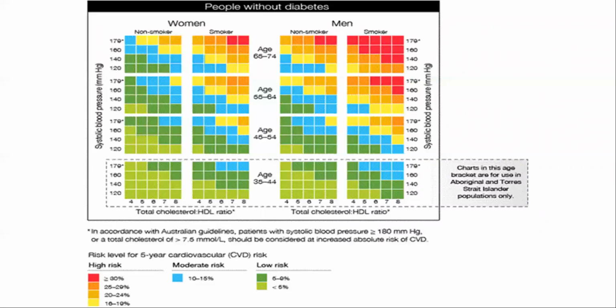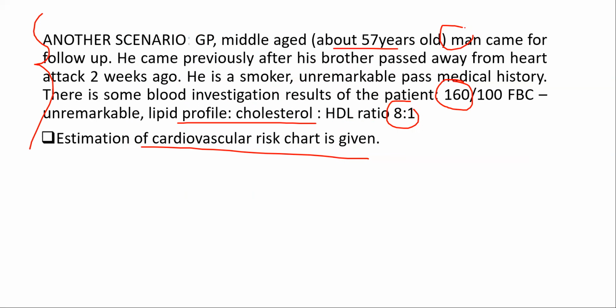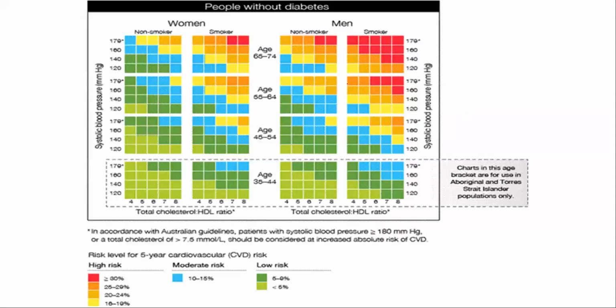In the risk assessment chart, there are a few things that you need to keep an eye on. So this is women, this is men. And then you have got smoker and non-smoker. We have found this patient is 57 years old. Let's say this patient is a smoker. So men, 57, this is the 57 group, smoker, right? So we are mainly looking at this part. Then you need systolic blood pressure, that's on your y-axis, and then cholesterol HDL ratio on the x-axis.